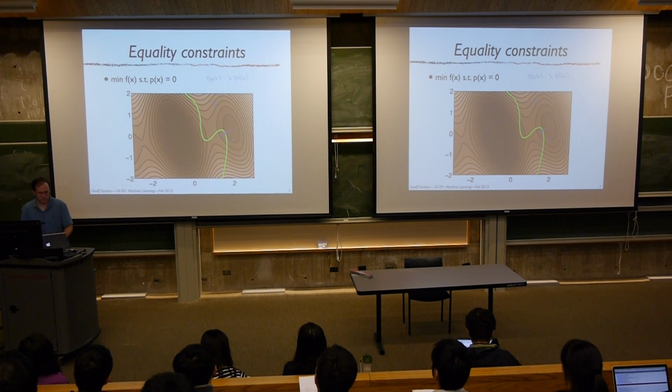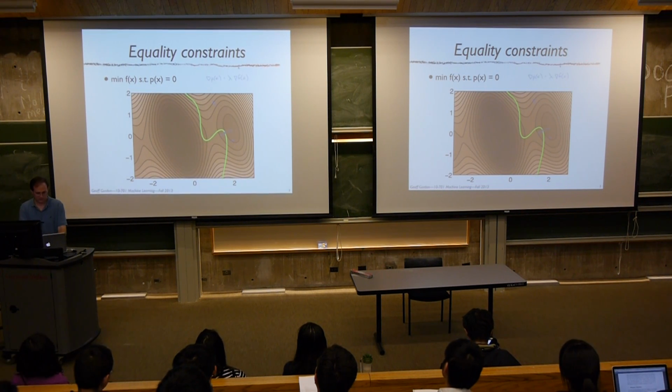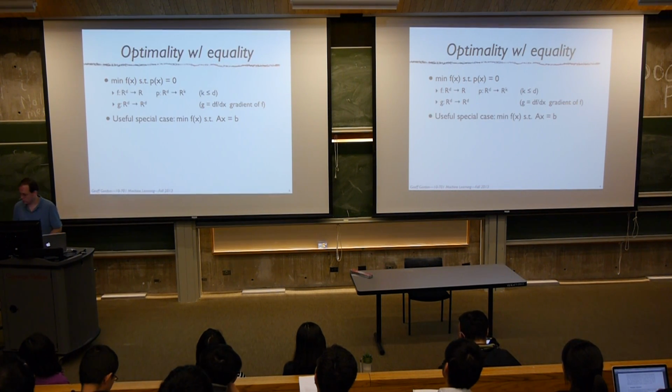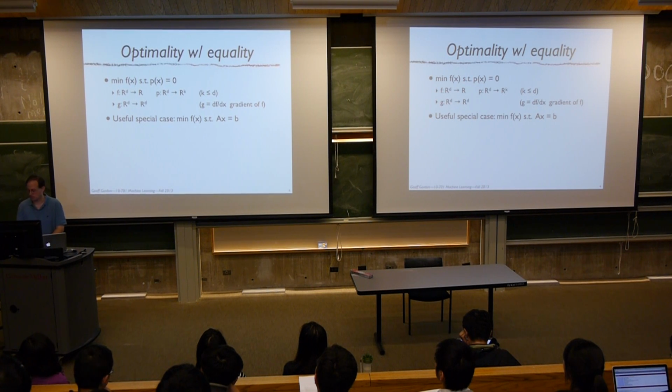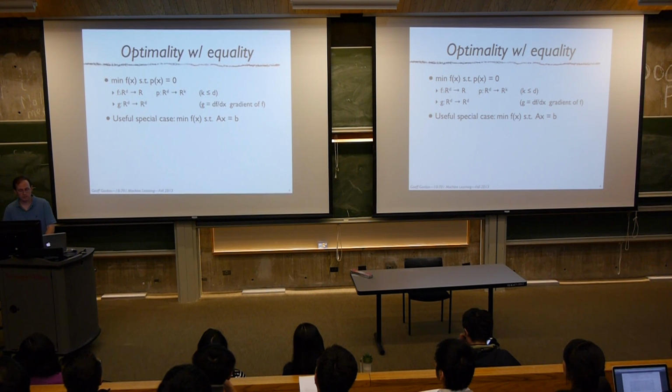All right, cool. We're going to be doing this a lot today. Let's look at how we would figure out when we had hit an optimum of the function subject to a constraint. Again, this is our optimization problem: minimize f of x subject to p of x equal to 0. F is a function from R^d to R. P is from R^d to R^k, so there could be k different equality constraints rather than just one, and we want to satisfy all of them at the same time.